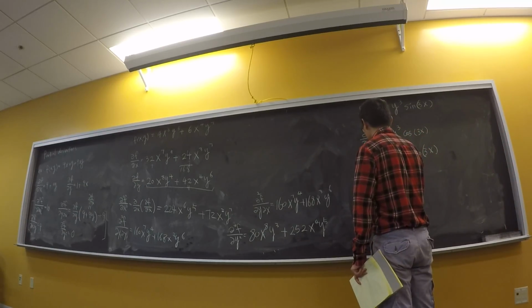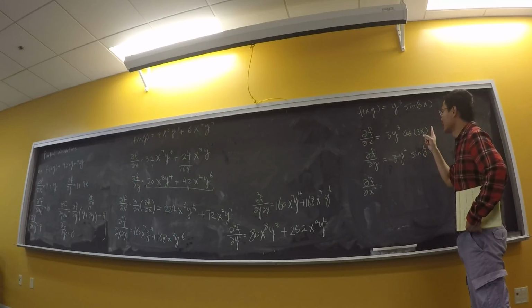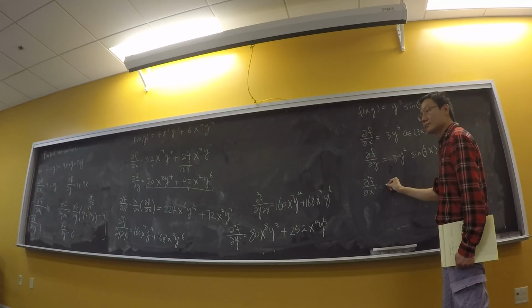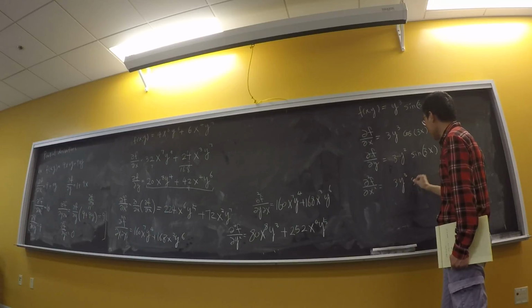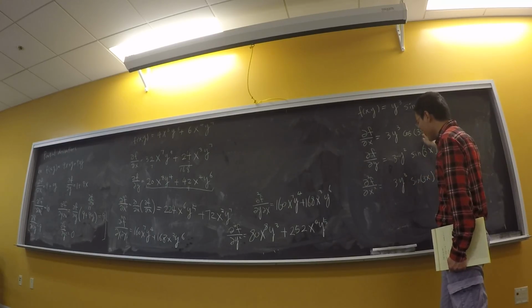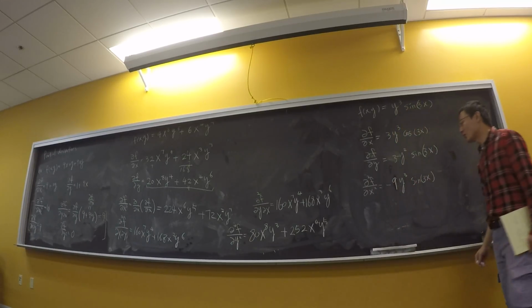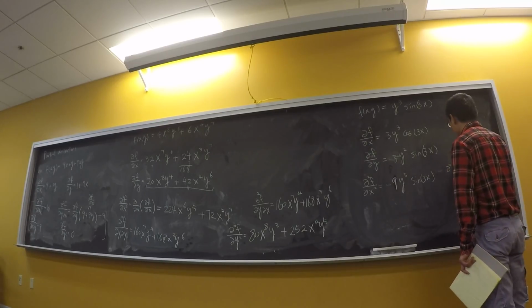So partial squared f, partial x squared. I'm taking the derivative of this twice, with respect to x. So that would be 3y cubed, negative sine 3x, but I need to times 3, so it's minus 9y cubed sine 3x.